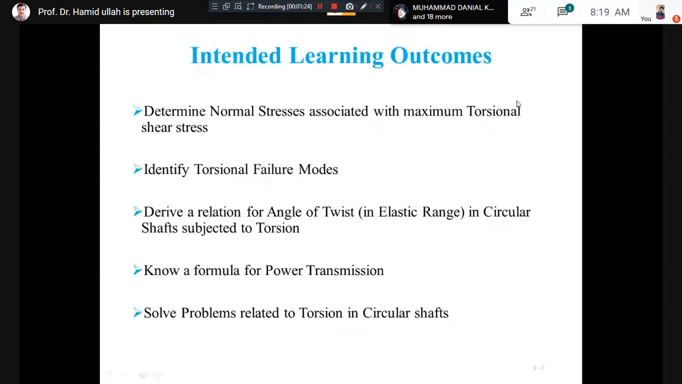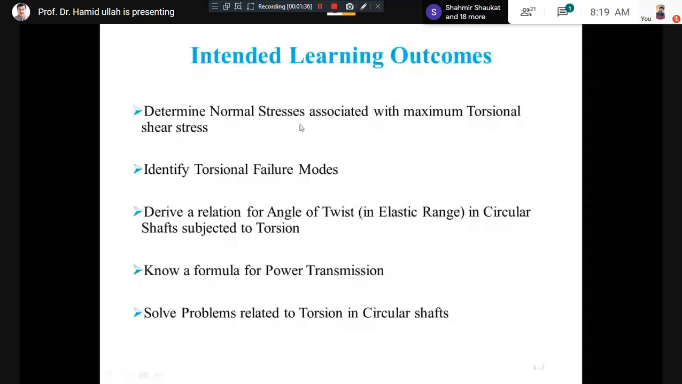We covered the formula for shear stress and the formula for shear strain in last week's lecture. Today, we want to know that when there is maximum shear stress because of torsional load, what is the normal stress associated with it? We would like to know the expression for normal stress.